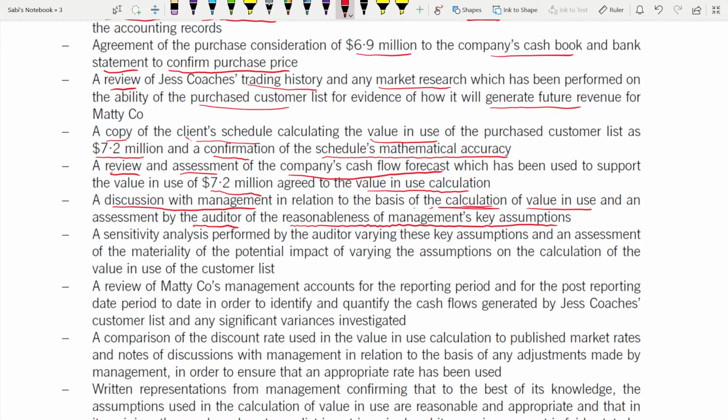Sensitivity analysis. This is a new type of evidence. Whether sensitivity analysis has been performed by whom? The auditor. Why? So that they can see under various conditions whether the value in use changes materially or not. So bearing these key assumptions, they change the key assumptions and assess the materiality, and see what is the impact of those changing assumptions on the calculation of the value in use. Okay.